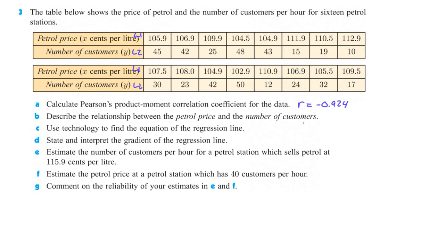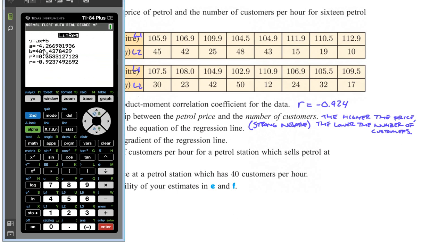So describe the relationship between the petrol price and the number of customers. Again, the higher the price, the lower the number of customers. So the relationship is strong negative. The higher the price, the lower the number of customers. Okay, C, use technology to find the equation of the regression line. Well, guess what? That's what we just did right here. So we have our regression line.